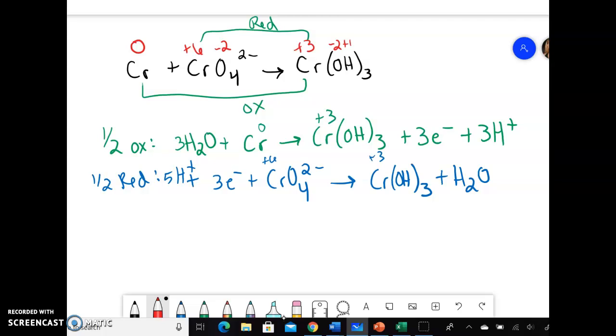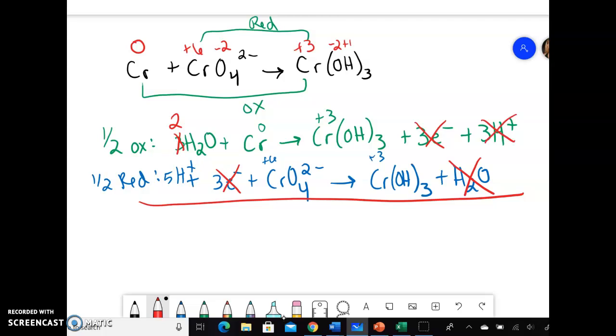All right, let's see how we're doing on electrons. We have 3 and 3, so that's good. We don't need to multiply the reactions by anything. They already cancel. See if we can combine anything else. We have 1 water over here that will cancel 1 of these 3. We have 3 H+'s here that will cancel 3 of these 5. And then we can put the 2 CrOH3s together.